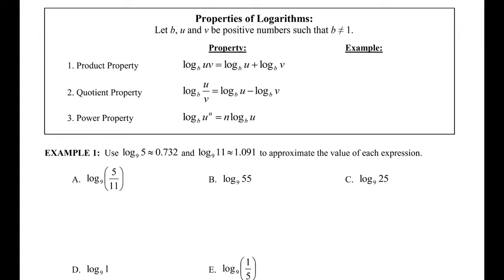The properties of logs that we'll be using today are the product property, which says if you have log base b of u times v, it is equal to log base b of u plus log base b of v. So for example, if I have log base 3 of 9x, that is equal to log base 3 of 9 plus log base 3 of x.